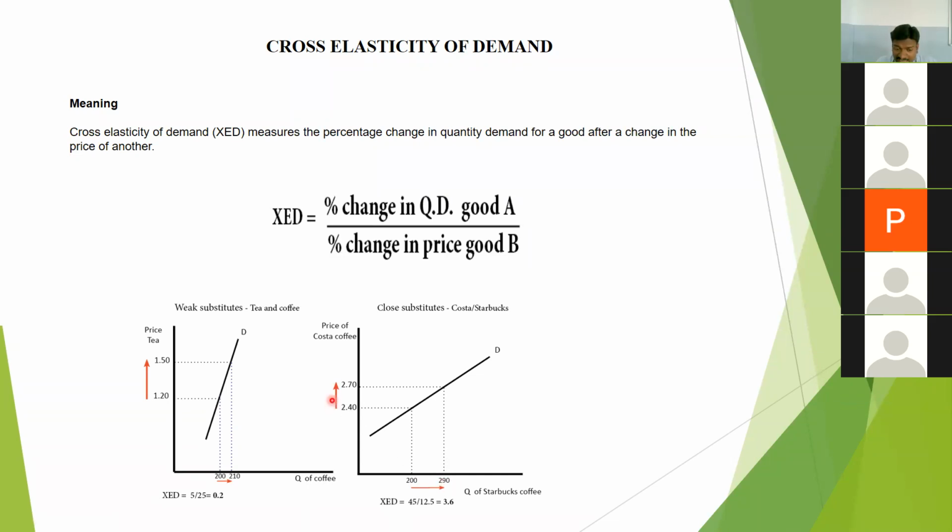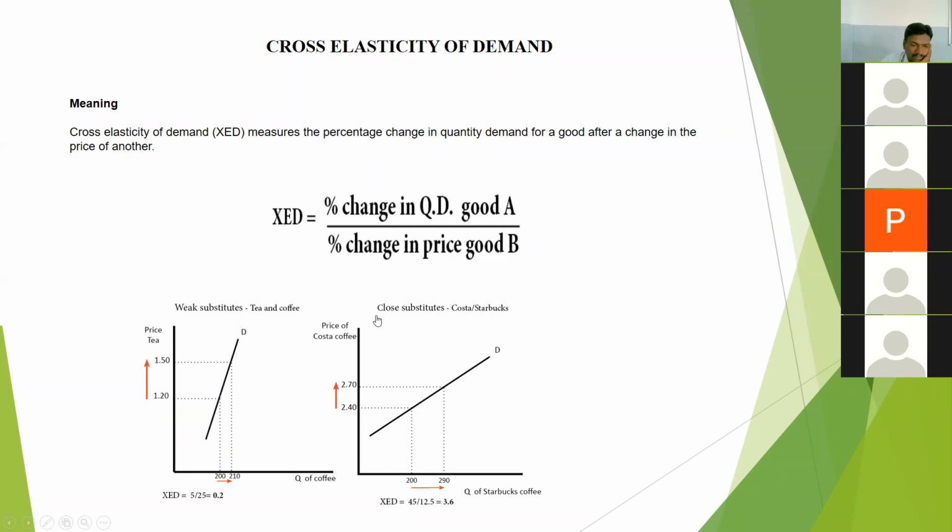One small change, a 13% change in the price of a substitutable commodity, leads to a very great change of 45% in the substitutable commodity's quantity demanded. Then it will be termed as close substitutes. If the reflection is small and the price change is big, weak substitutes. If the price change is small but the reflection is so high, that means close substitutes. That is one learning outcome from this diagram. Clear, students? This one is clear?